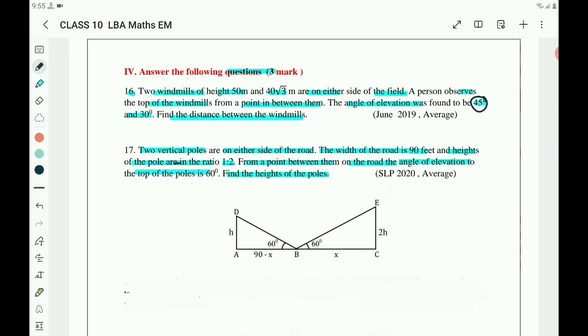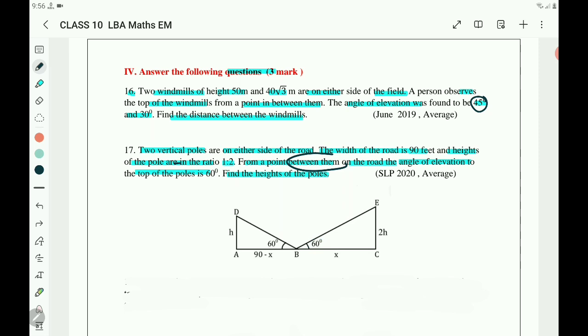Then from a point between them, here you consider B as a point between the poles. The angle of elevation to the top of the poles is 60 degrees, and find the height of the poles. Here the angles of elevation of both tops from the point B are 60 degrees and 60 degrees. From this point B, D is the top and the angle of elevation is 60 degrees. If E is used, then also the angle of elevation is 60 degrees.